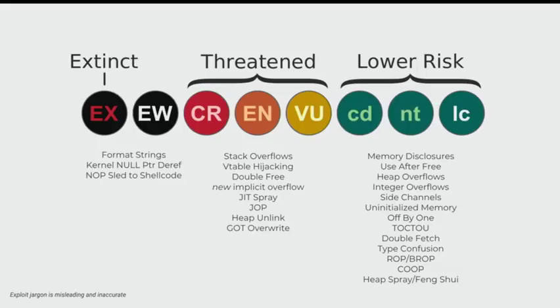And then, of course, we have our lower risk category, things like memory disclosures, which are essentially free in the Linux kernel, heap overflows, integer overflows, side channels, time of check, time of use, double fetch, type confusion.